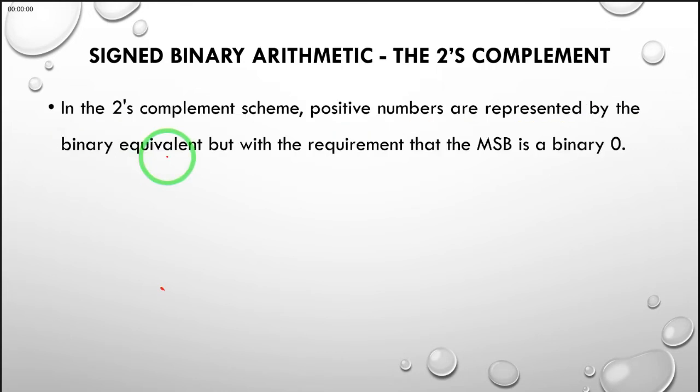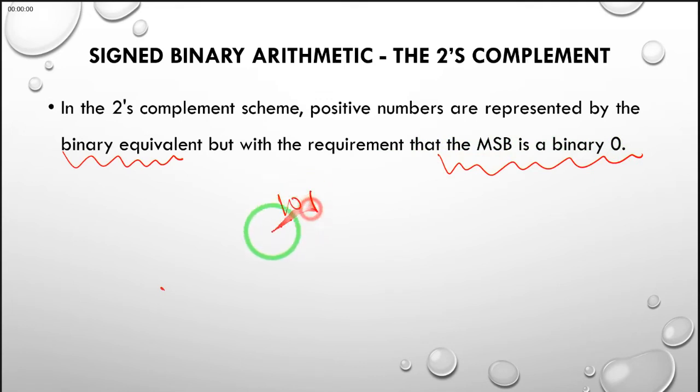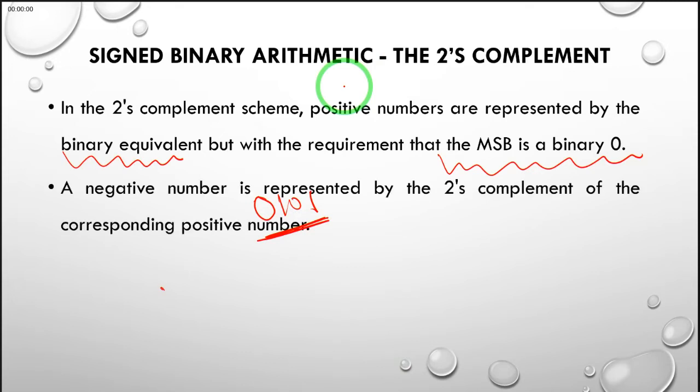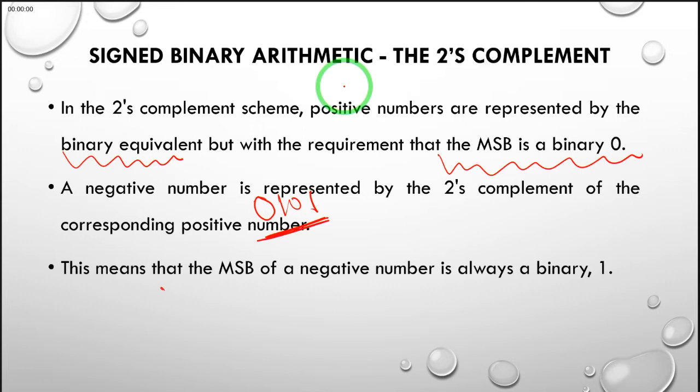So we make some summary and say now that in the 2's complement scheme, positive numbers are represented by the binary equivalent. Just like what we said in the 1's complement, we don't complement a positive number. All we do is to add the most significant bit as 0. So if we are given any number like 101, you should always add a 0, and this is already in the form that allows us to perform the sign bit arithmetic, be it addition or subtraction. And we say that a negative number is represented by the 2's complement of the corresponding positive number. And this means that the most significant bit of that number should always be set to 1.